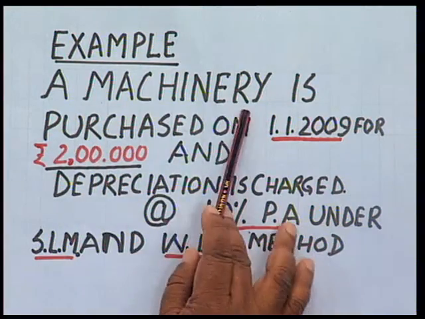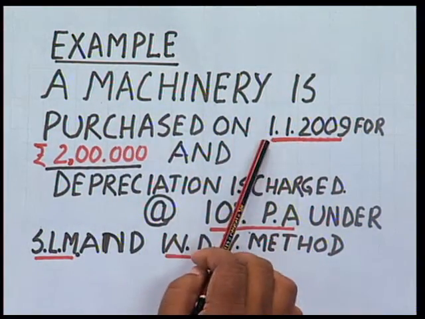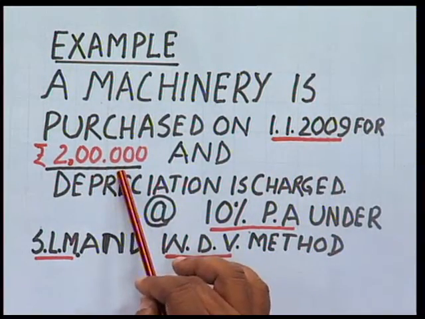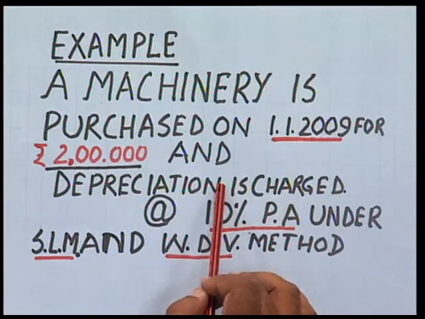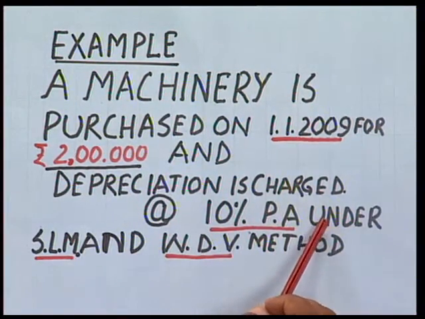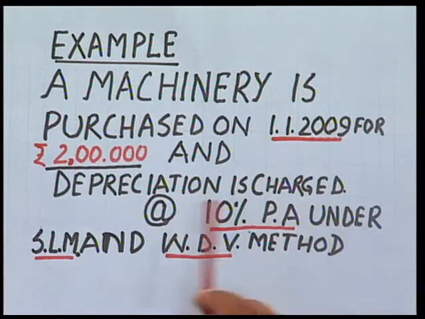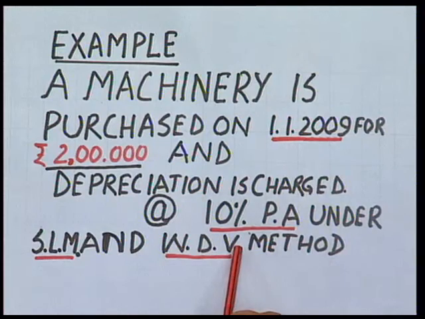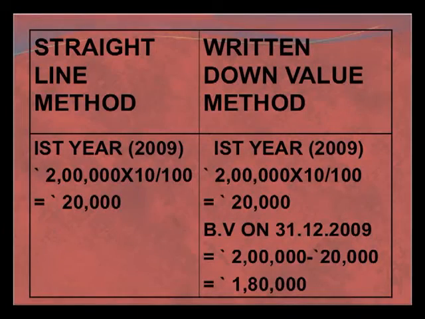There is a machinery which is purchased on 1st January 2009 for rupees 2 lakh and the depreciation is charged at the rate of 10% per annum. We have to calculate the depreciation under the straight line method and written down value method. Let us see how it is calculated. There is a comparison between these two methods.